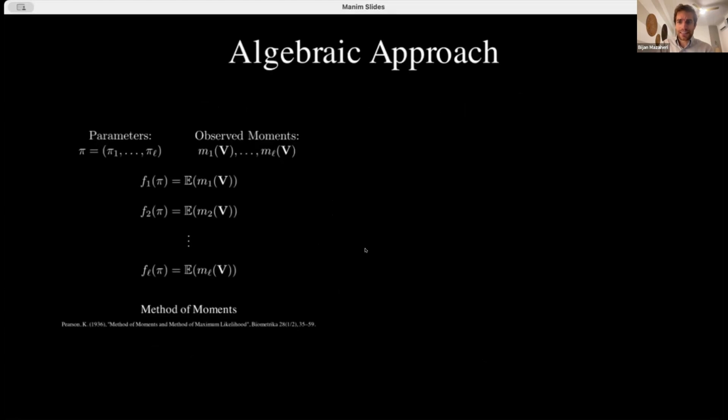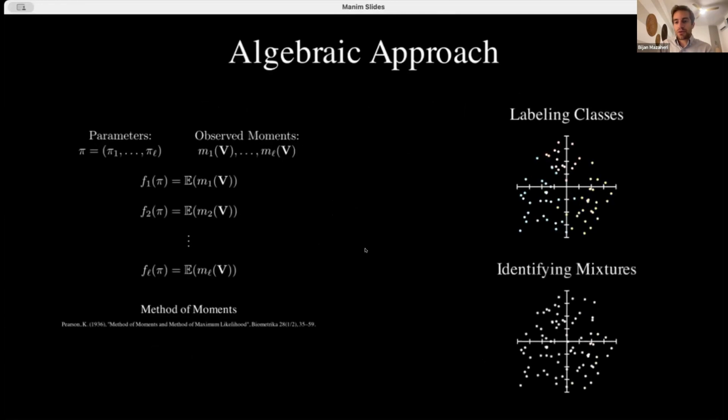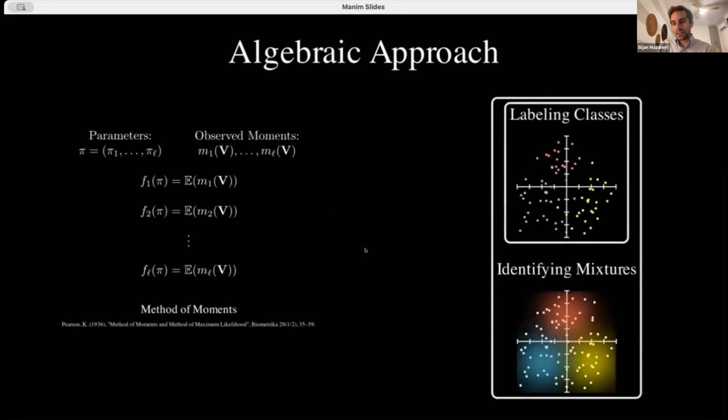So the point that I want to get across is that there are two problems here. There's the problem of labeling individual points, which is the coloring of points here. And then there's the problem of identifying the mixtures. They're nested within each other. So if I can label the classes, I can then estimate the distribution within those class labels, right? But if I identify the mixtures, it doesn't mean that I can go to any particular point and guarantee you it's part of this class. So it's a one-way nesting of complexity here.